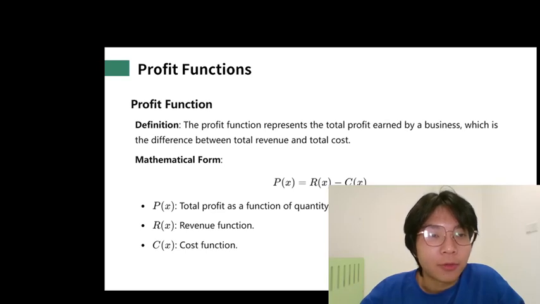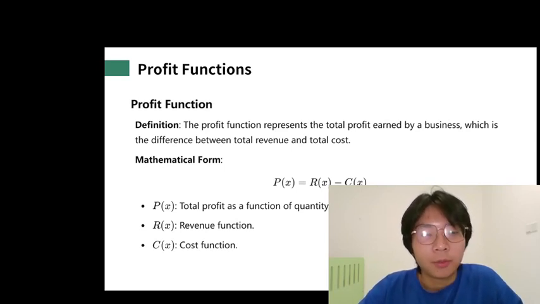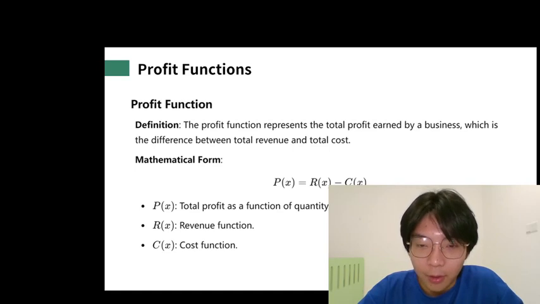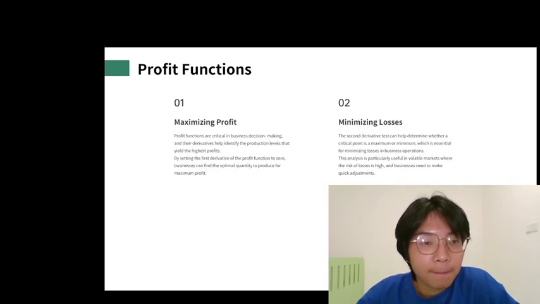And the profit functions. The profit function represents the total profit earned by a business, which is the difference between total revenue and total cost. Its mathematical form is P(x) = R(x) - C(x). P(x) is the total profit as a function of the quantity x.